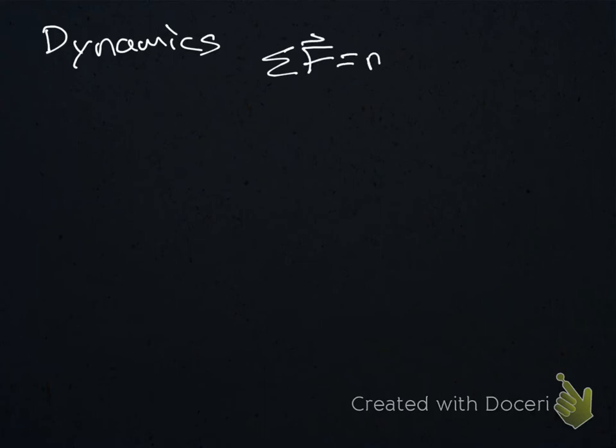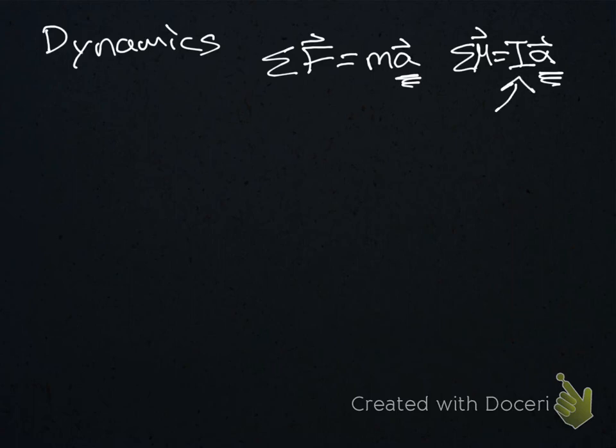And then there's dynamic analysis. Dynamic analysis is the same as the force analysis, except here we remember that really we're talking about the sum of the forces is equal to mass times acceleration, and the sum of the moments is equal to I, the mass moment of inertia, times alpha, the angular acceleration. So this is more complicated on a couple of levels. One, you have to know alpha and A.